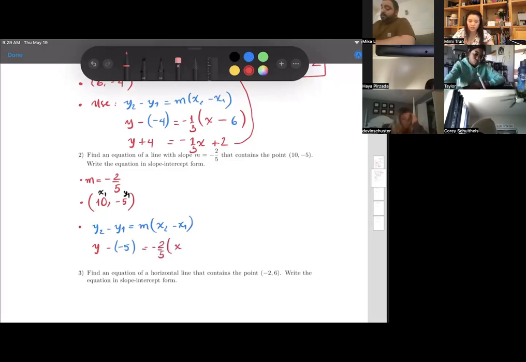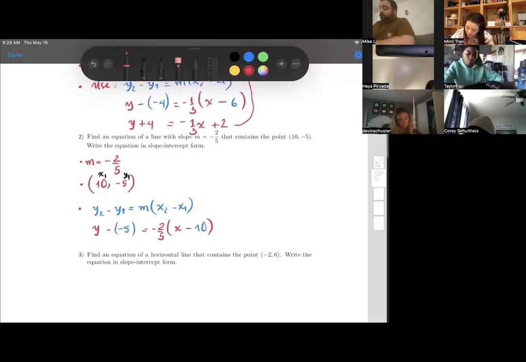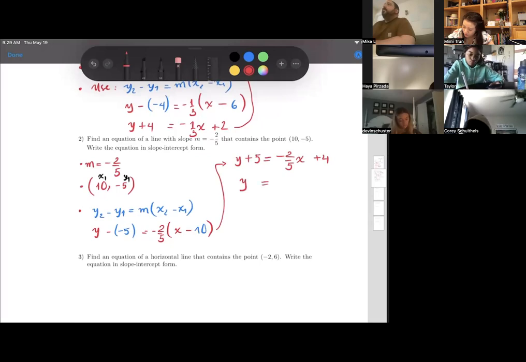x2, I'm just gonna replace with x. If you wanna put x subscript 2, you can. Minus x1, which is 10. And now you clean up. So I have y plus 5 equals, distribute that -2/5, so -2/5 x, then -2/5 times -10. 10 divided by 5 is 2, so plus 4. Subtract 5 from both sides. y equals -2/5 x minus 1.